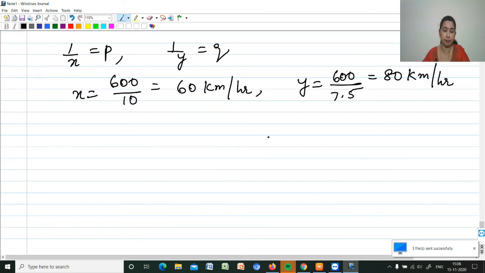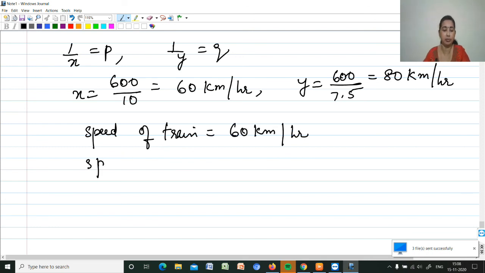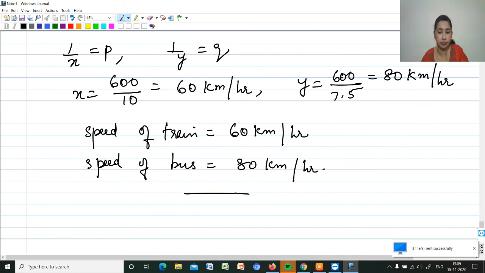That means the speed of train is equal to 60 km per hour, whereas the speed of bus is equal to 80 km per hour. So that's all from that exercise.